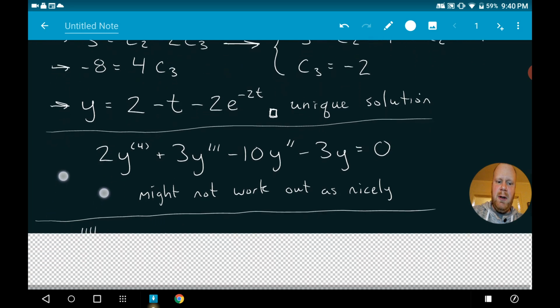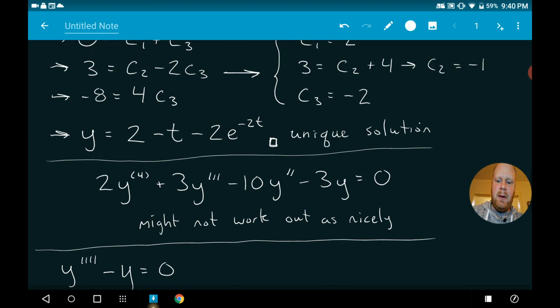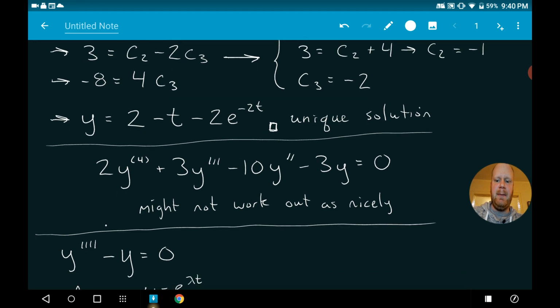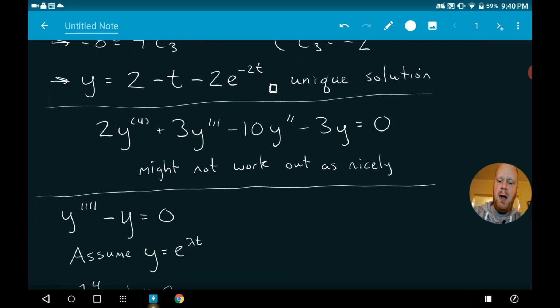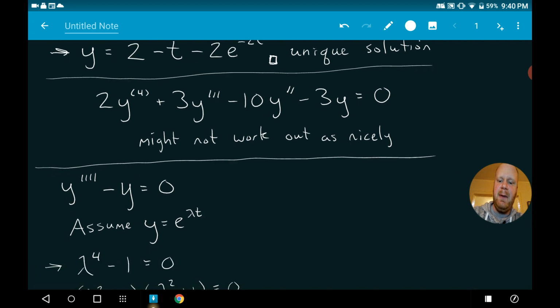I want to look at one more example, and that's this one. So I'll draw 4 hash marks here. Remember, parentheses 4 means I'm looking at the fourth derivative of y. But here I've got the 4 hash marks minus y is equal to 0. If I assume y is equal to e to the lambda t, then I can rewrite this as lambda to the 4th minus 1 is equal to 0. And this is one that you can factor in your head.